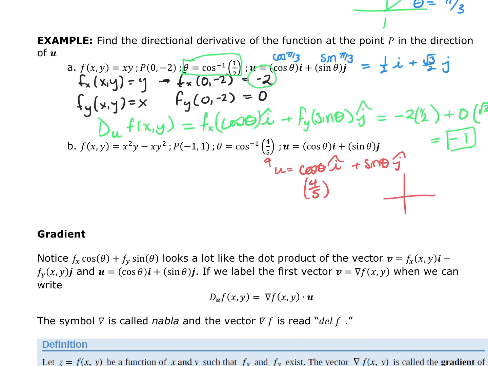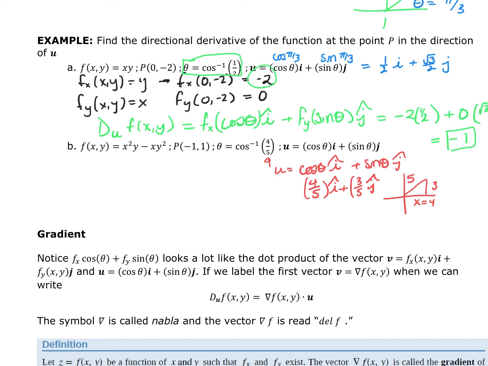Since my cosine is a positive number, and I'm only defined for the cosine inverse in quadrants 1 and 2, that tells me that my r value is 5, my x value is 4, and that means my y value is 3. The sine is defined as the y value over the r value, so it is going to be 3 over 5 in the j hat direction.